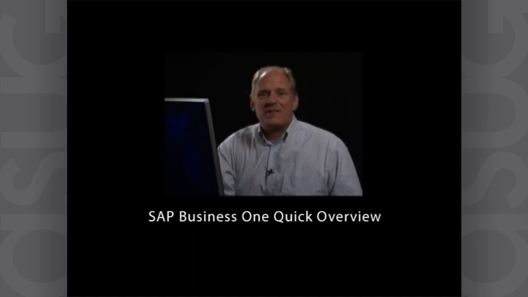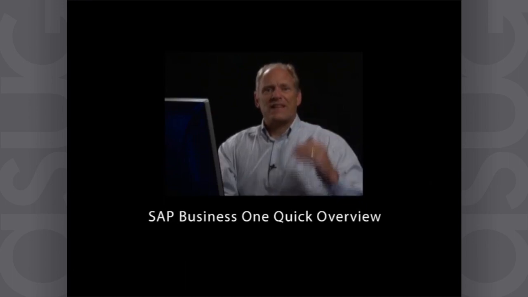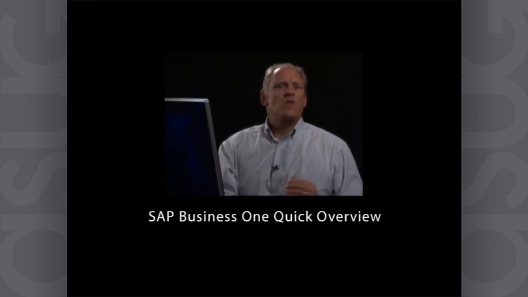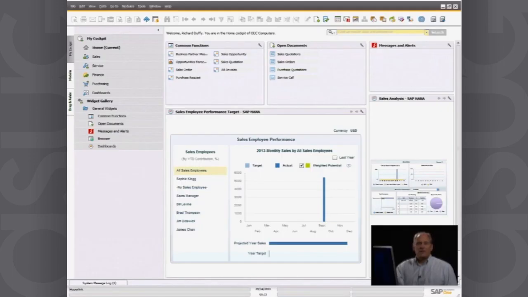SAP Business One is a functionally rich application. I'm going to take you through and show you a number of those specific functions, and I'm going to show them to you very quickly so you get a good understanding of exactly what that functionality is. But I'm not going to go into a huge amount of detail. You've got access to other demonstrations which will take you into a much deeper level of detail in the solution. Let's take a look at the sales order functionality inside SAP Business One.